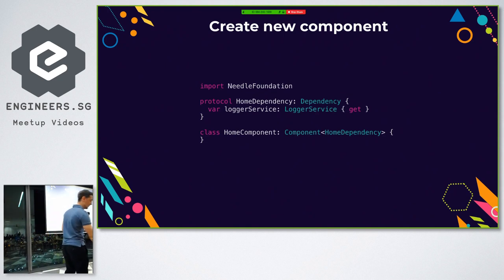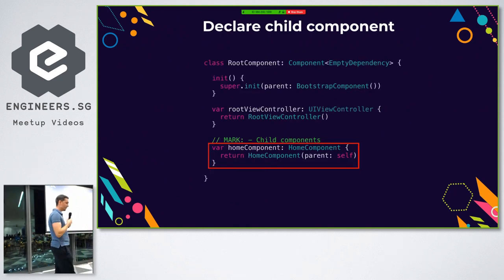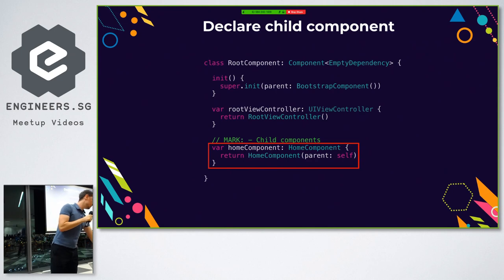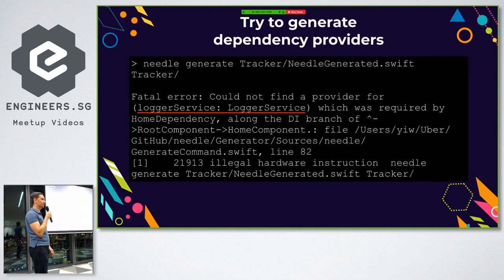Then I construct my home component in the parent. I create a home component with a parent, which is self, in this case the root component. And then I run the generator again. The way Needle works is you declare a dependency and then it looks up the tree to the nearest parent which has the same name and type, and it will generate the code that will wire things up. Because I haven't created any component in the tree yet, it doesn't contain this dependency.